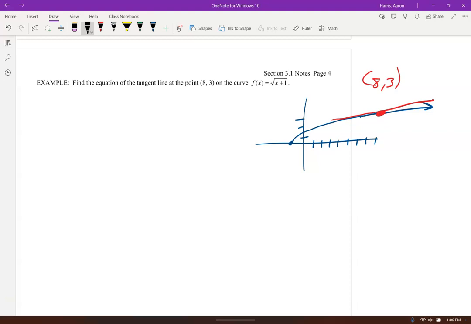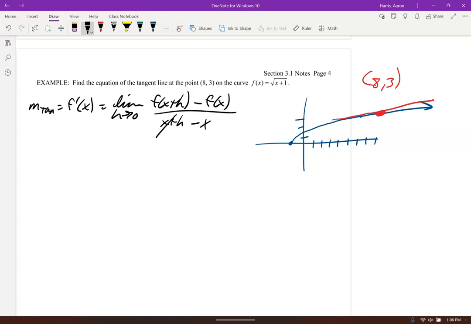So let's go ahead and go through finding the slope of the tangent, which is the derivative, which is the limit as h goes to 0 of f of x plus h minus f of x all over h. So f prime of x, f of x plus h. So now we have square root of x plus h plus 1 minus the original function, square root of x plus h. This is all over h.